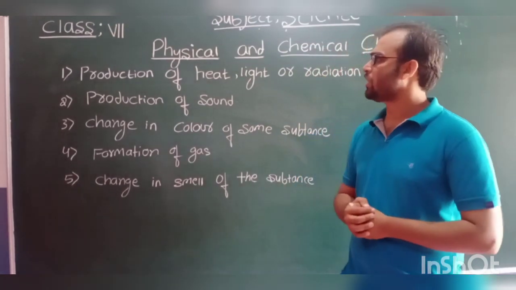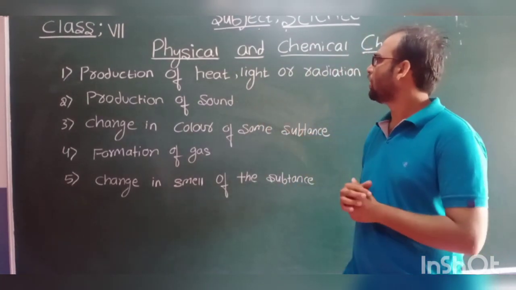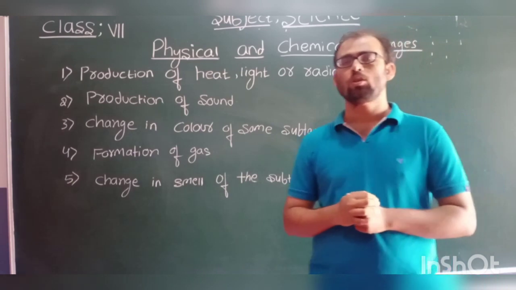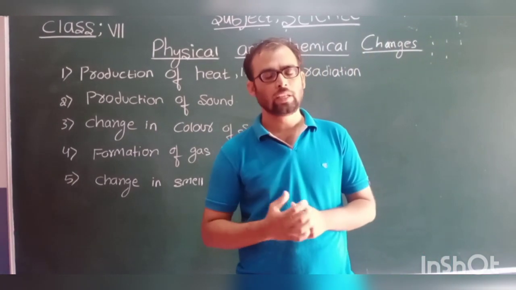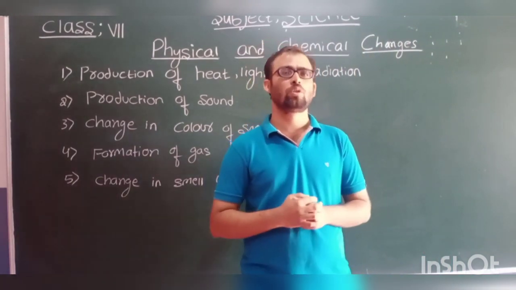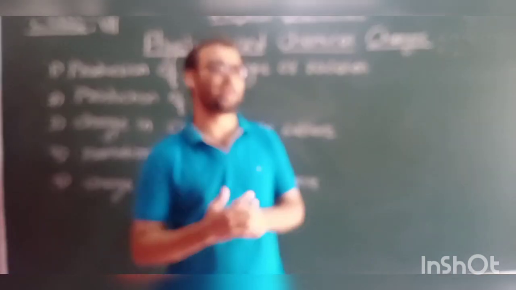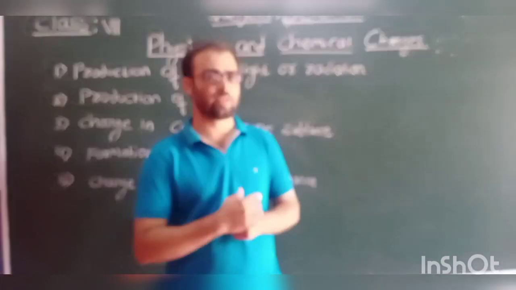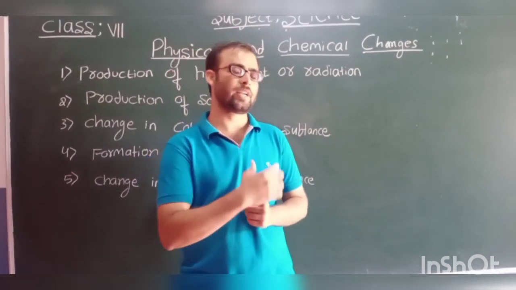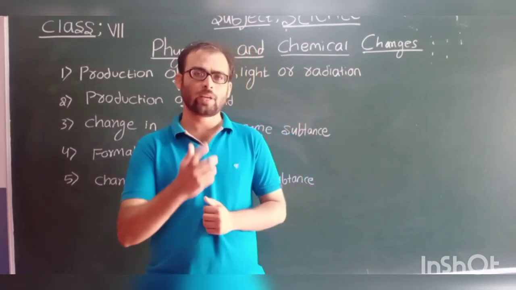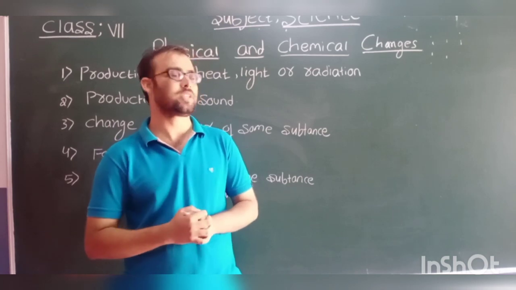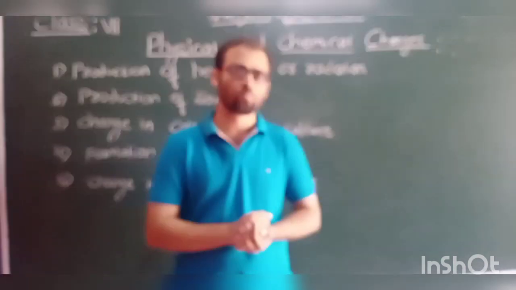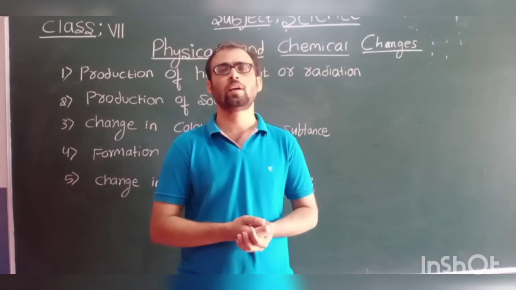Here the first one is production of heat, light, or radiation. Students, when a chemical reaction takes place, heat, light, or radiation may be produced. The example for this is a burning candle. A burning candle is also a chemical reaction. When the candle is burning, we get heat and light.